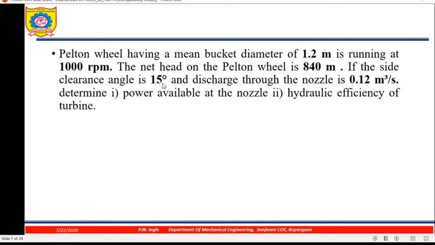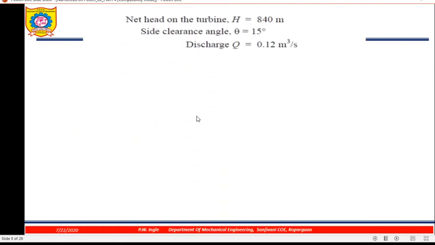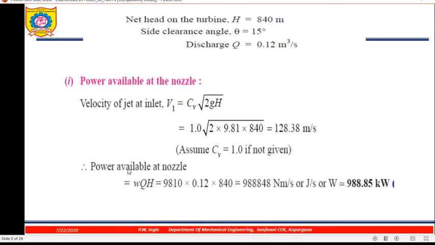If the side clearance angle is 15 degree and discharge through the nozzle is 0.12 meter cube per second, calculate power available at the nozzle and hydraulic efficiency of turbine. Now what is power available at the nozzle? So first of all we'll see the formula. Power available at nozzle is nothing but W into Q into H.